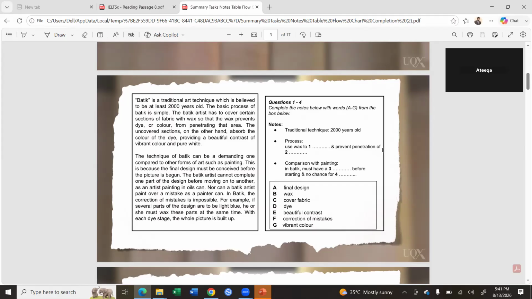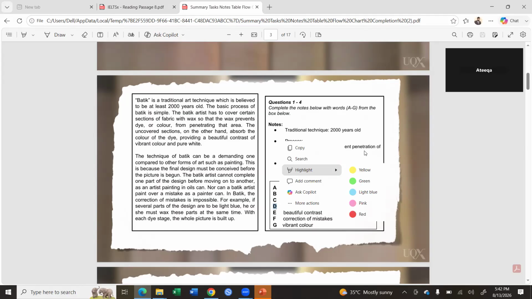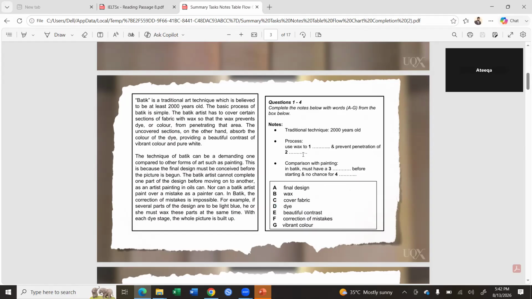And prevent penetration of dash, right? And prevents dye or color from penetrating that area, right? So another is D, right? Because it prevents the penetration of dye or color. So for the second answer, you have to choose option D. Is it clear? Are you getting it or not?